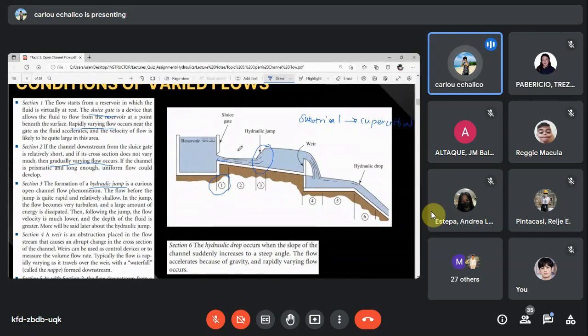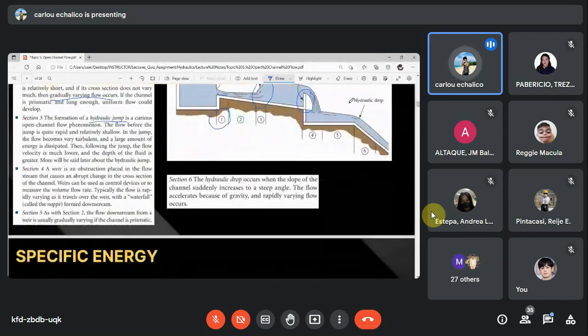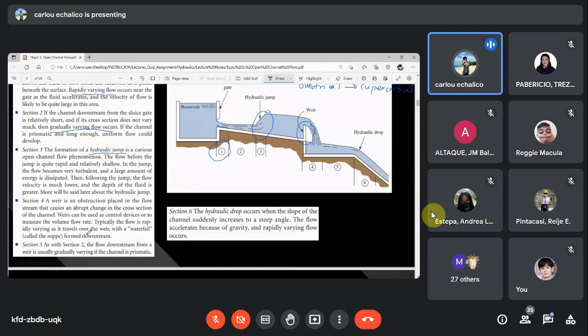So the fourth one is the weir. You are already familiar with a weir. A weir is an obstruction placed in the flow stream that causes an abrupt change in the cross section of the channel. Weirs can be used as control devices or to measure the volume flow rate. Typically, the flow is rapidly varying as it travels over the weir. So our flow is fast, with a waterfall effect.